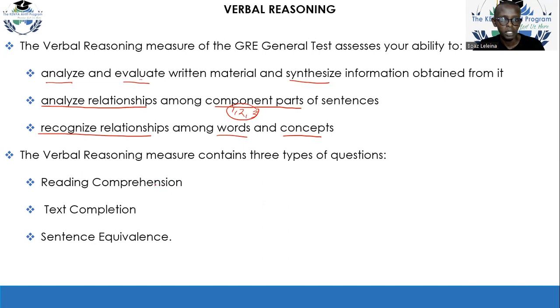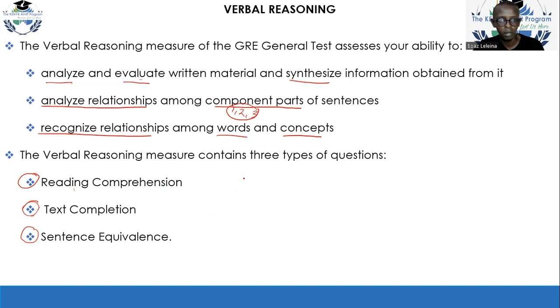The GRE verbal measure contains 3 types of questions. The first type is reading comprehension, then you have text completion, and then you have sentence equivalence. These 3 types of questions are what you'll be expecting in the GRE verbal reasoning section.